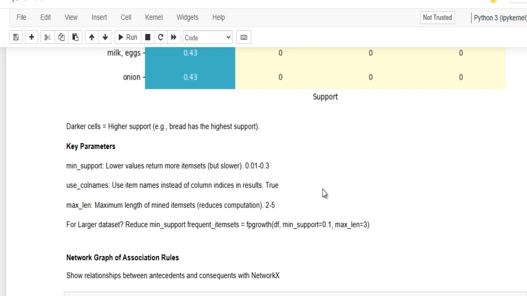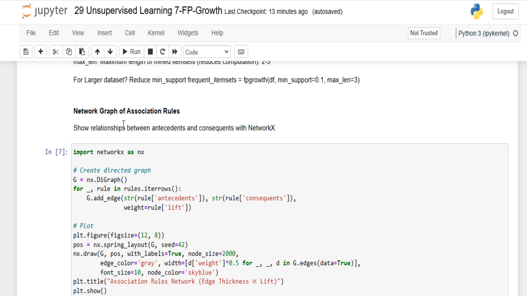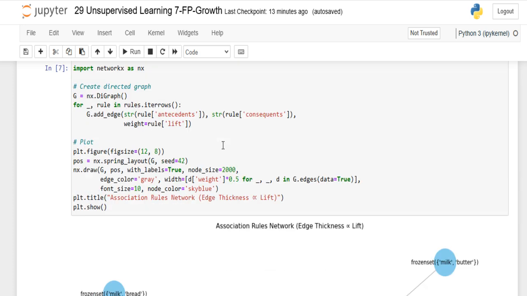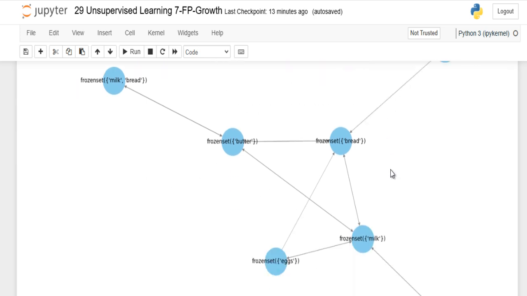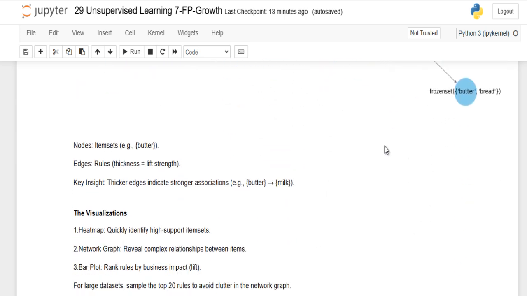The network graph of association rules shows the relationship between antecedent and consequent with a network diagram. You can see the diagram here, with edges showing rules and lift. You can see milk, butter, bread. Nodes are item sets, e.g. butter. Edges are rules, and thickness equals lift strength. Key insight: thicker edges indicate stronger association, e.g. butter to bread.